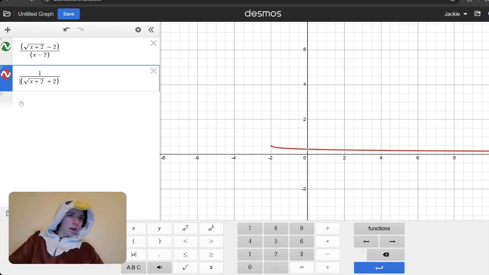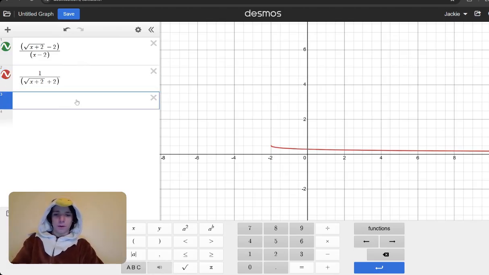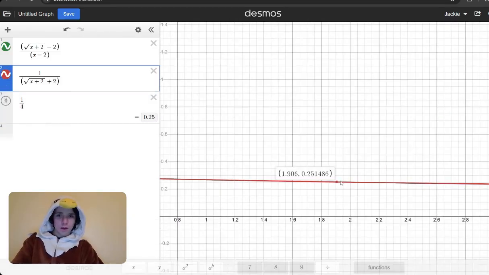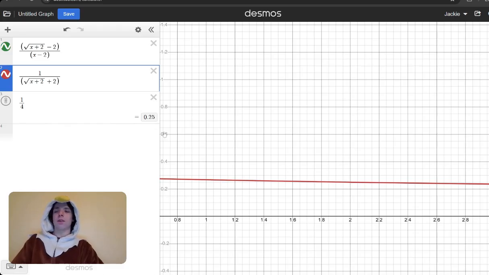So that's how you multiply out with the conjugate. And you get something that's a lot easier to find the limit of, because now you can just use direct substitution, put the 2 in there, square root of 4, plus 2. It's going to give us 1/4. And you'll notice that is, in fact, what it approaches on the graph. It's approaching 0.25, 1/4.